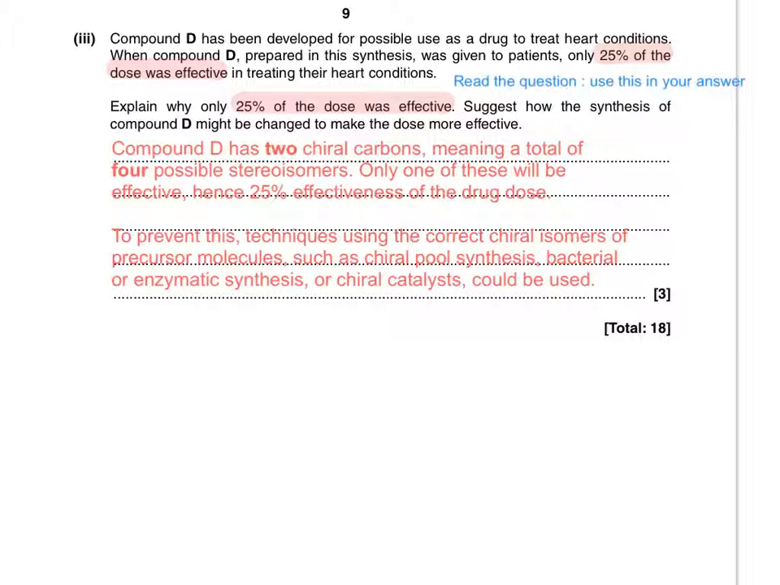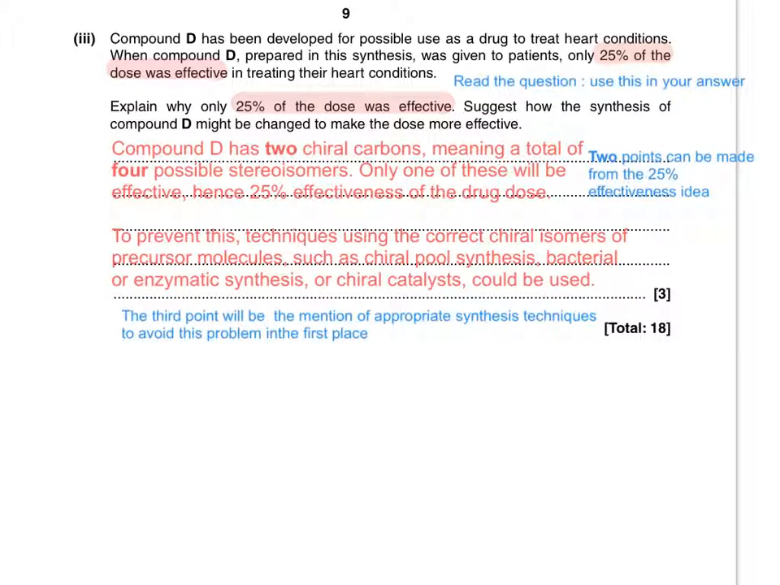So the third mark would be for the prevention techniques. 2 marks would be for, firstly, saying that there's 2 chiral carbons, and then secondly saying that there's 4 possible stereoisomers, so making that deduction. So that's how I'd suggest constructing the answer.